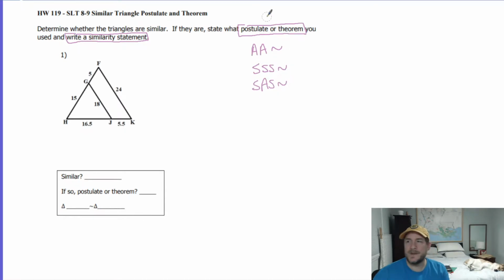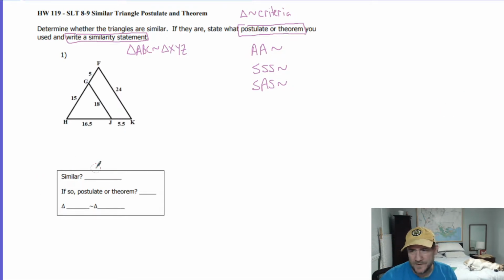Then we had side, angle, side, similarity. That was a theorem. So when they say postulate or theorem, or if they say triangle similarity criteria, or if they say what shortcut to triangle similarity did you use, then it's going to be one of these three things. And of course, the similarity statement is when you finally actually name the figures, like triangle ABC is similar to triangle XYZ.